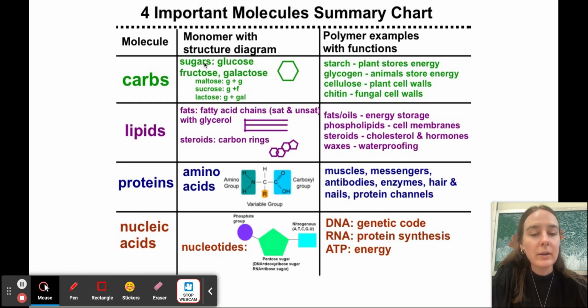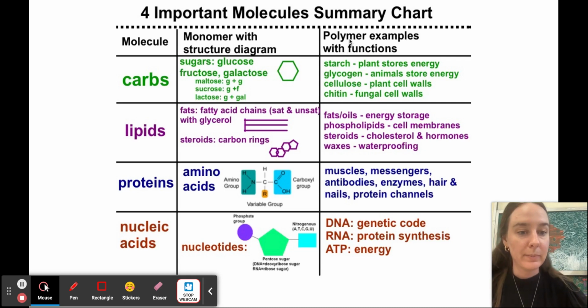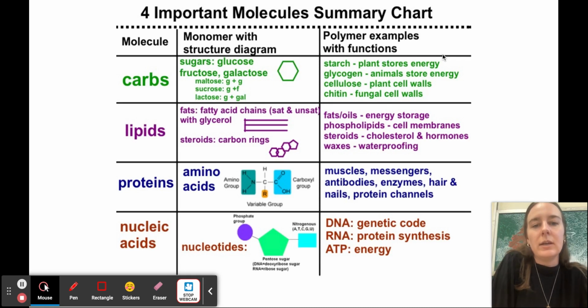Now, if you take a monosaccharide and put it in a long, long chain called a polysaccharide, that makes a polymer. Some examples of polysaccharides are starch, glycogen, cellulose, and chitin. And here we can see the functions of each in living things.